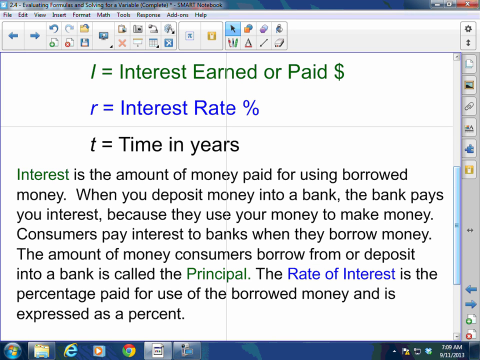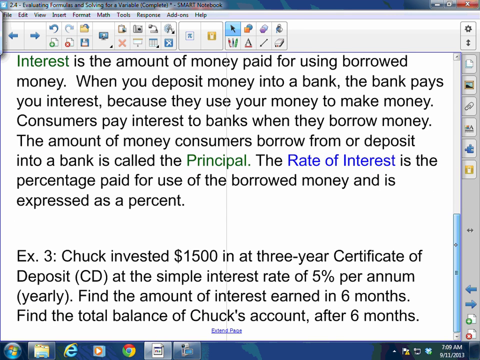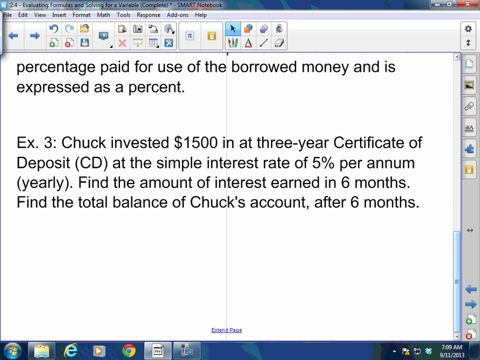Now the rate of interest, it's in blue because it is not money, it is a percent. It is the percentage paid for the use of the borrowed money, and it's expressed as a percent. And we already talked about time. Let's see how this works.